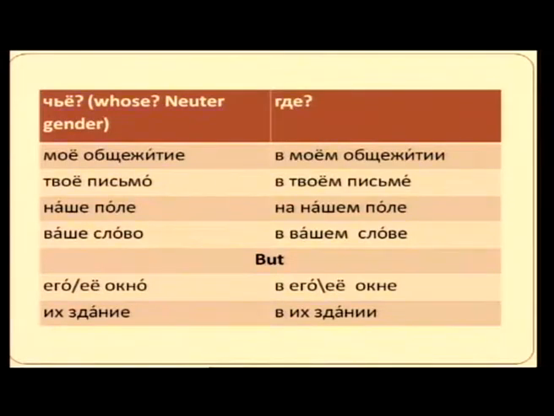Let us have a look. Мое общежитие, в моем общежитии, твое письмо, в твоем письме, наше поле, на нашем поле, ваше слово, в вашем слове. Again, if we pay attention, письмо, поле, слово, общежитие, these four nouns when used with the possessive pronouns are changing into моем общежитии, твоем поле, etc. But его, ее remains the same. The only change is in the endings of the nouns.